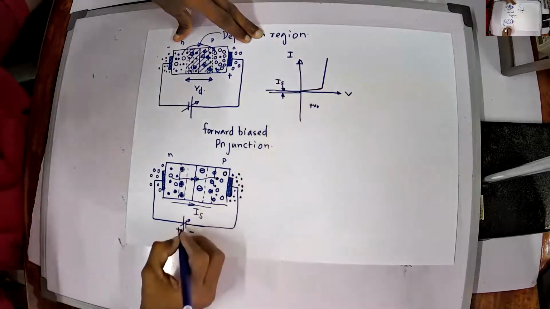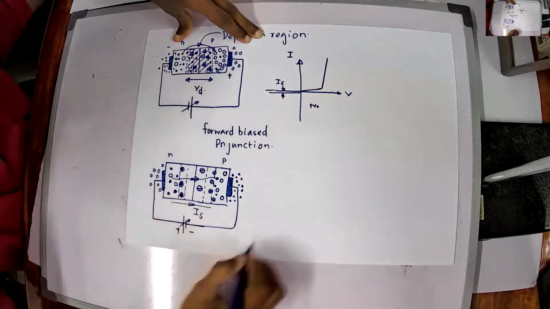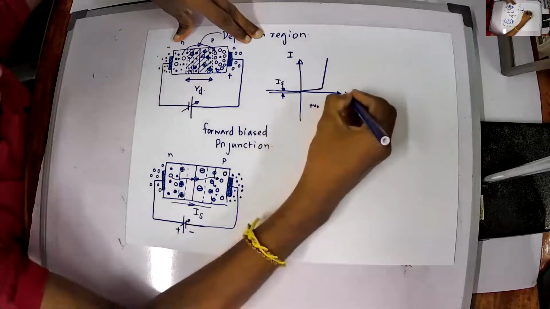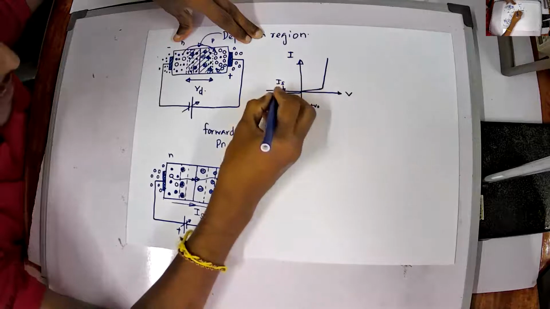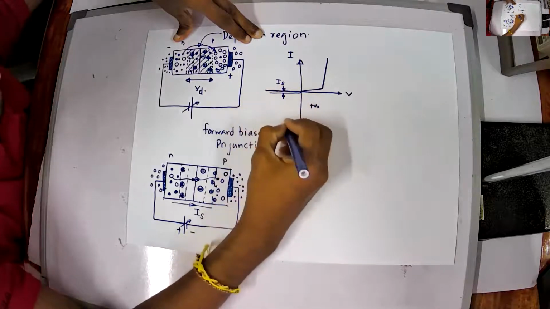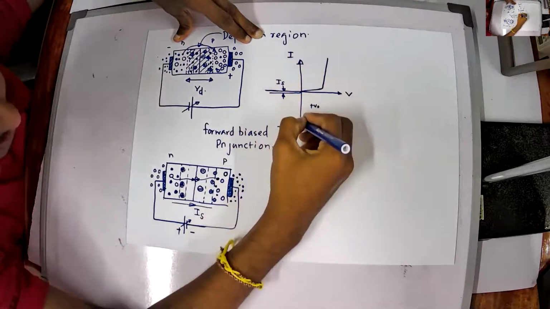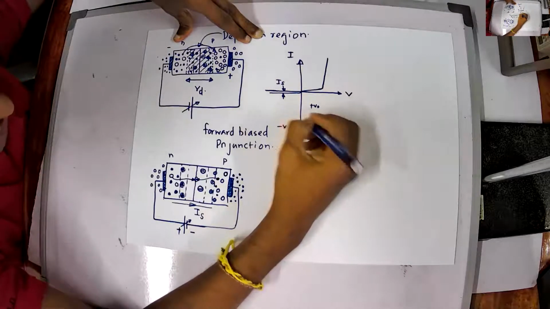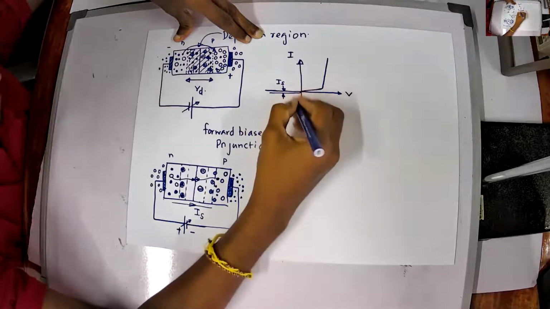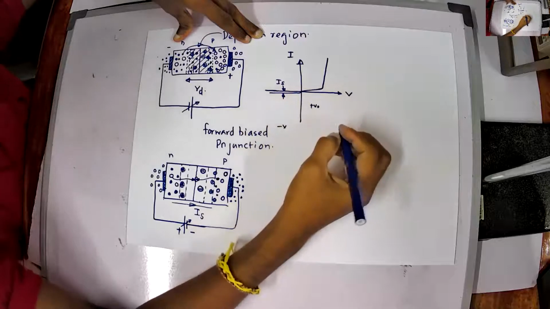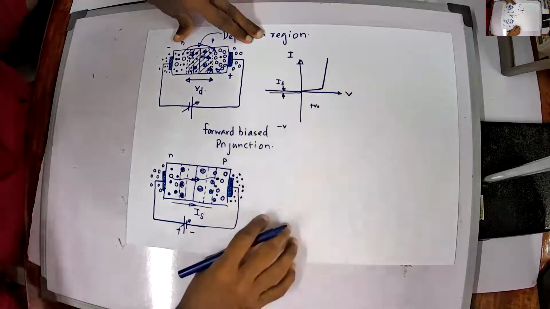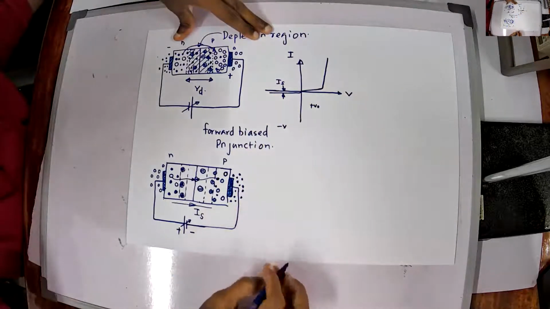And hence, because I am connecting plus to minus and minus to plus, this is the plus voltage axis, and this becomes the minus voltage axis. Since I have the current in the reverse direction, the current is also in the minus I direction. So this will be your reverse saturation current.